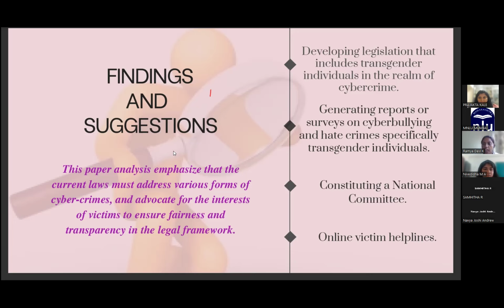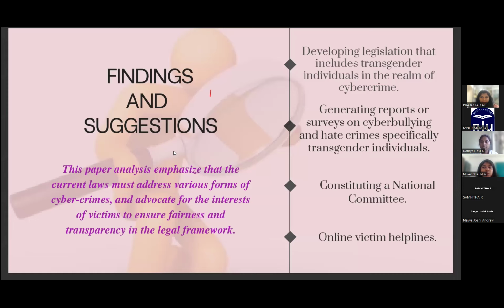The suggestion is to update the laws for cyberstalking, bullying, harassment and discrimination, especially those that affect the marginalized community. Secondly, generating reports or surveys. As we could see in our research, there were no reports or surveys regarding cyberbullying or hate crimes specifically for the LGBT community. So the first step is to generate reports and surveys, and only then we could know how much crime has happened, so that we could bring out the resources. With the next suggestions?